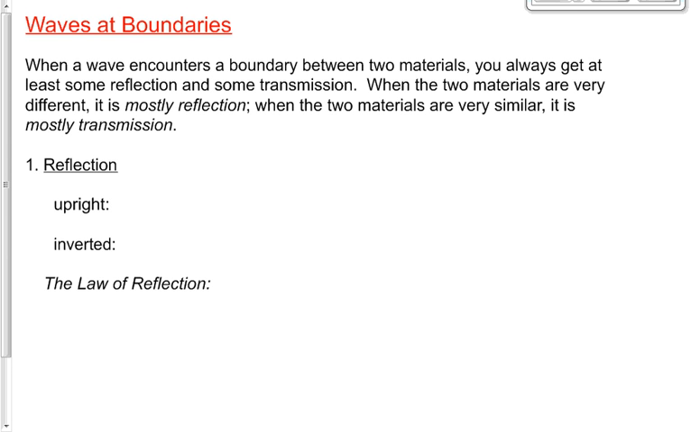The other thing that can happen is transmission. We will also always get some transmission. There will usually be more of one than the other. We'll usually get mostly either transmission or mostly reflection. Well, when do we get which? We get mostly reflection when the materials are very different from one another.